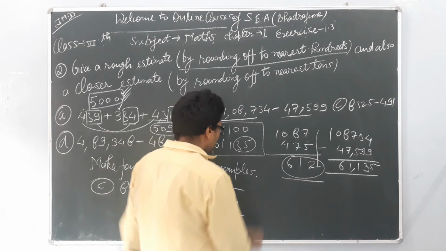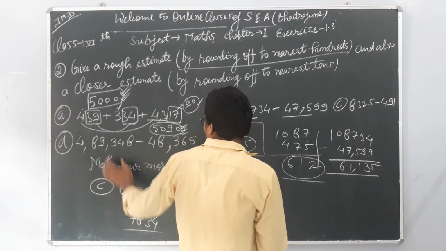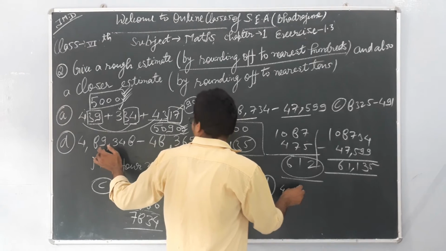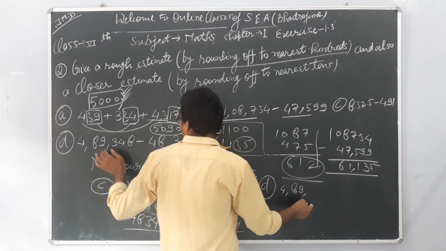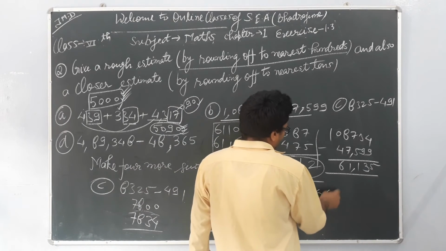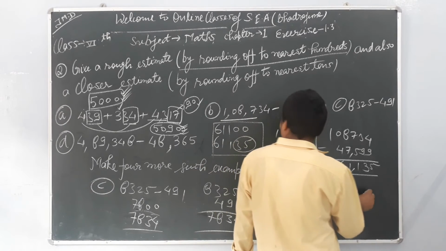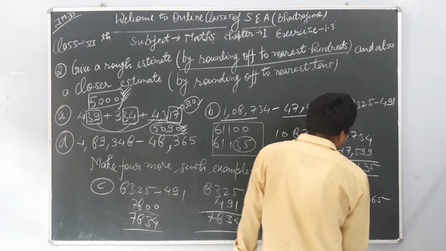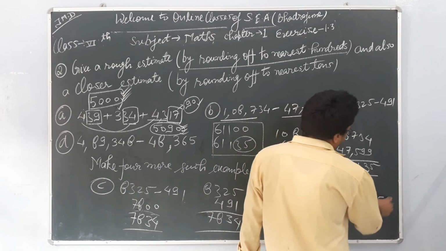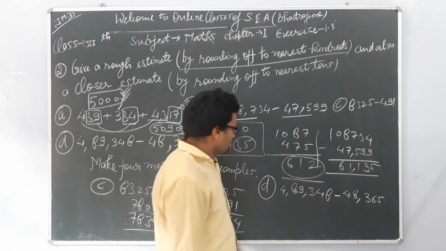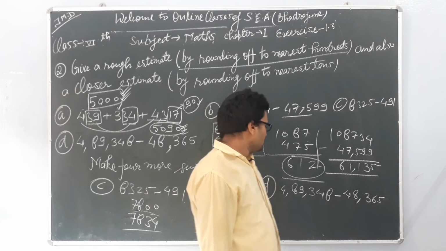Okay, our part D is what? Our part D is this one. In our part D we are given 4,89,348 minus 48,365. Now here we are seeing, when we will subtract them, then what we will get?